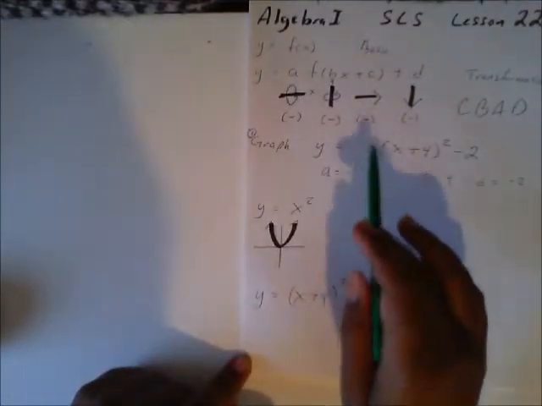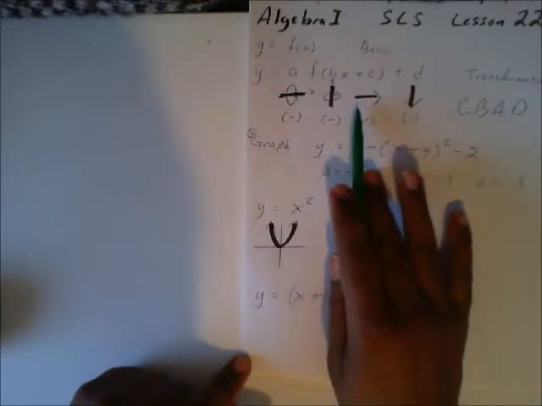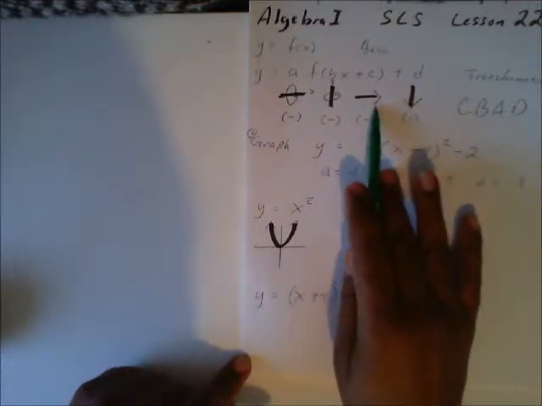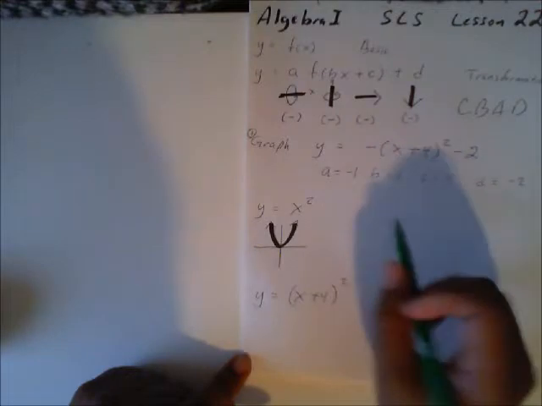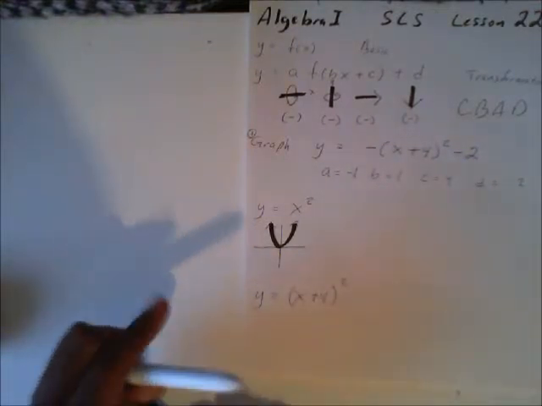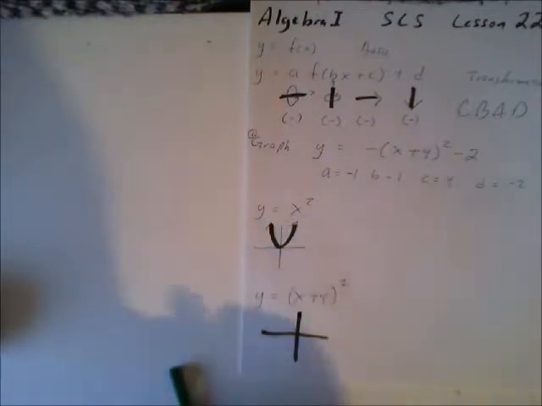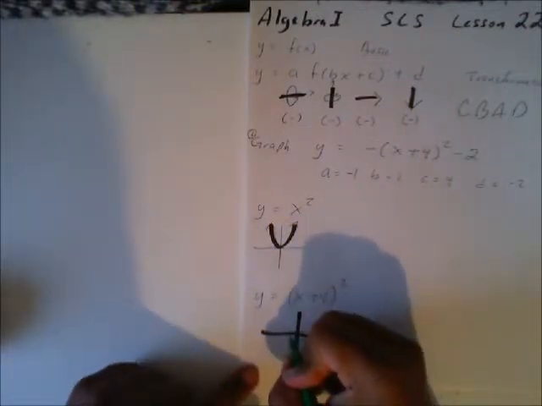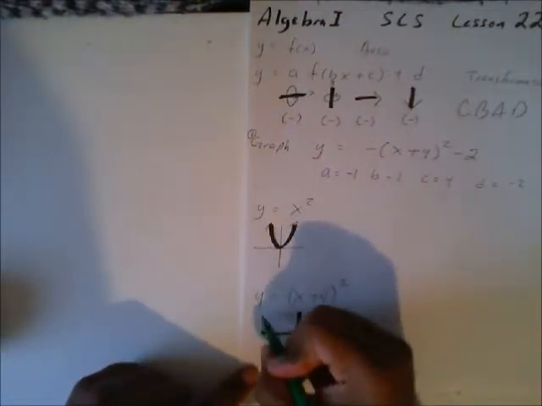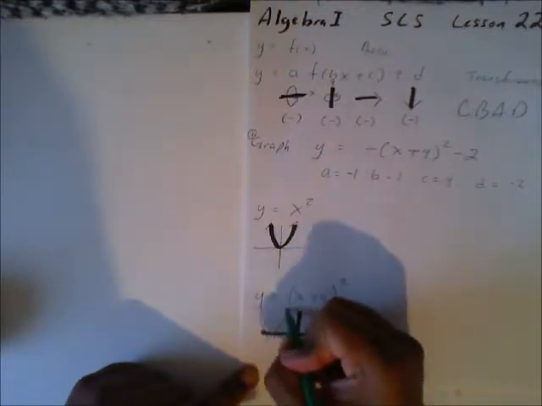If a C parameter is negative, we will move to the right. But this C parameter is positive, so we're going to move 4 times to the left. So let's change this graph to going 4 times, 1, 2, 3, 4, to the left. And here's the new parabola.